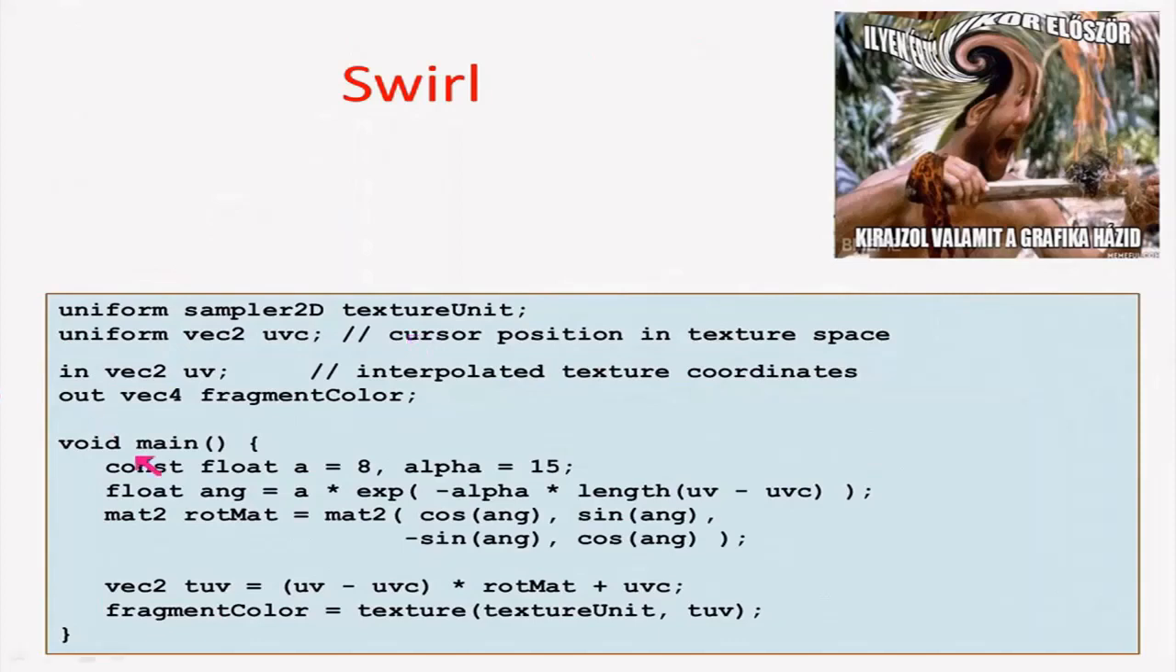The rotation angle, ang, is controlled by an exponential function of the distance between the current pixel UV and the cursor position UVC. The rotation is executed around the UVC here, first translating the UVC to the origin, rotating by matrix rotmat around the origin, and finally translating the origin back to UVC.